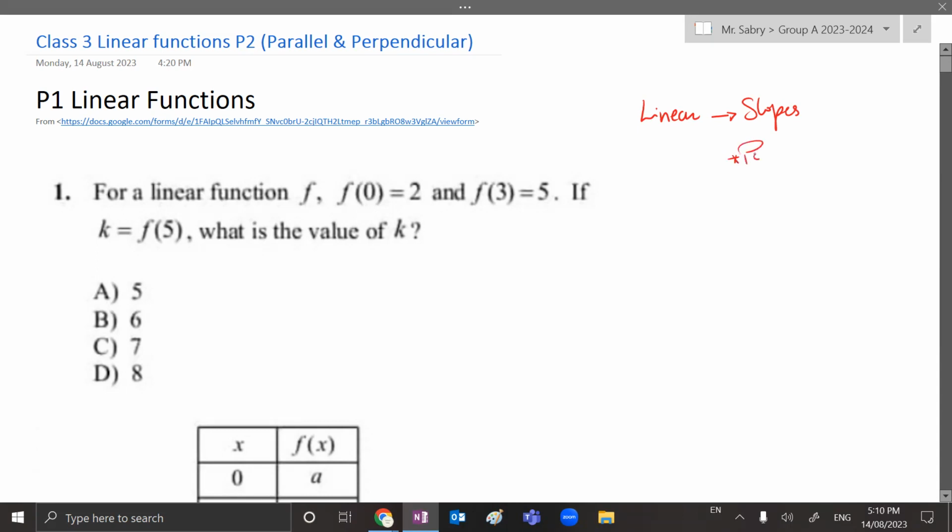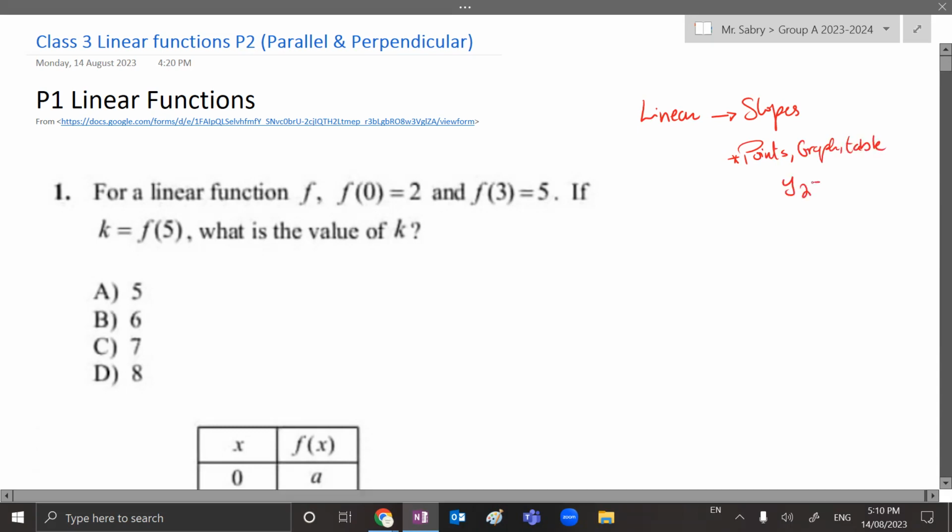لو انا given points او graph او table, there is the one way to calculate the slope اللي هو y2 minus y1 over x2 minus x1.